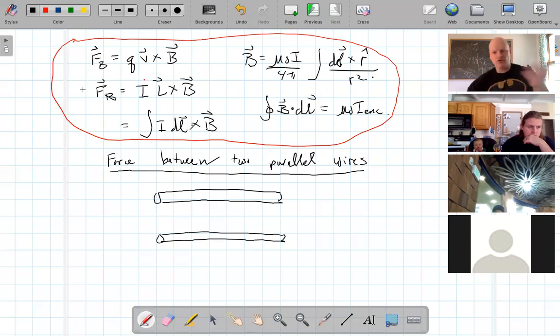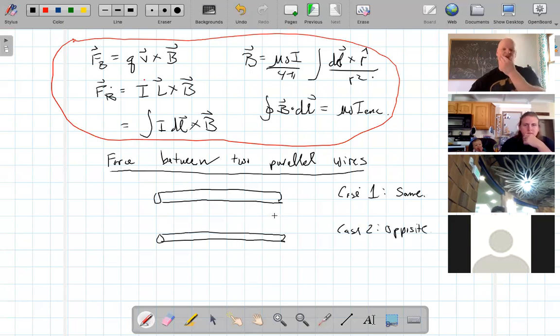And basically we're going to have two different cases. The first case is when both currents are parallel, so they're going in exactly the same direction. So case number one is when the two currents are in the same direction. And then case number two is when the two currents are going in opposite directions. We want to see what happens in these two different cases. So let's look at case one.